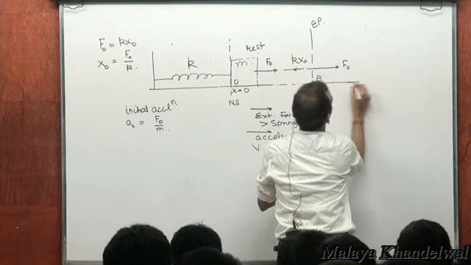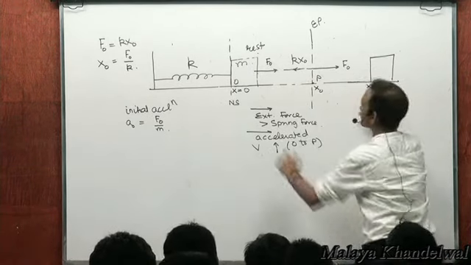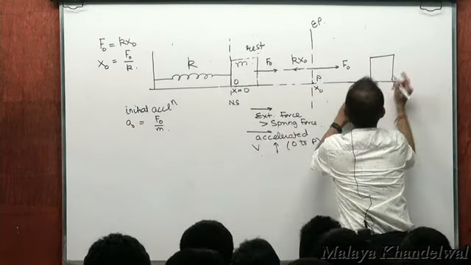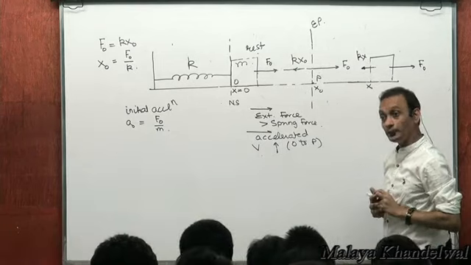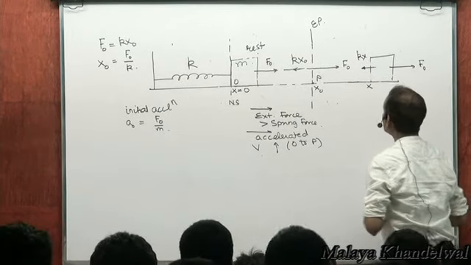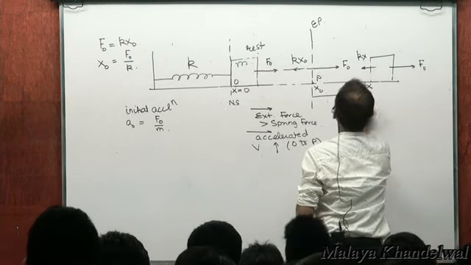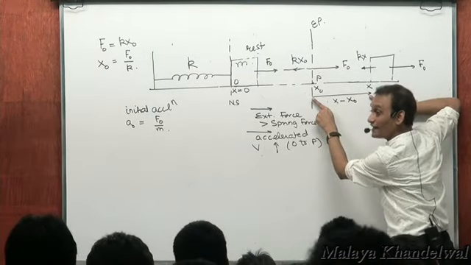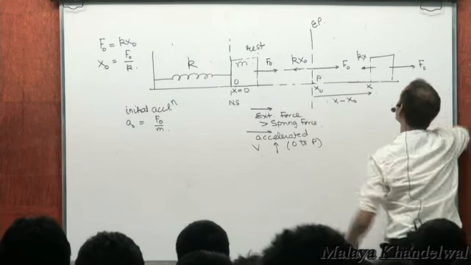So say, when the particle comes to some x equal to x, this is the origin, this is x. When the particle comes to this x, this is F naught, the spring force is kx, right? What is this length? This length is x minus x naught. Displacement from the mean position is x minus x naught. This is the mean position.